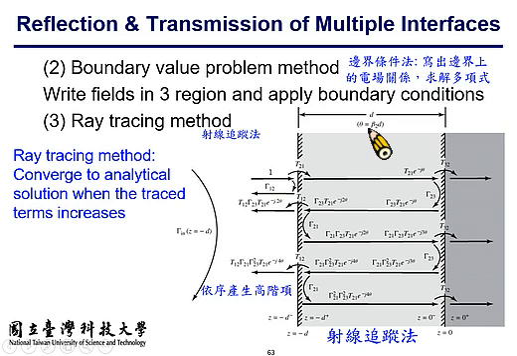The second method tries to solve the problem using boundary conditions, which also gives the analytical solution. The third method is commonly used in propagation problems. It is referred to as the ray tracing method. You analyze how the electromagnetic waves go back and forth in the multilayer structure and try to find an approximate solution for this problem.